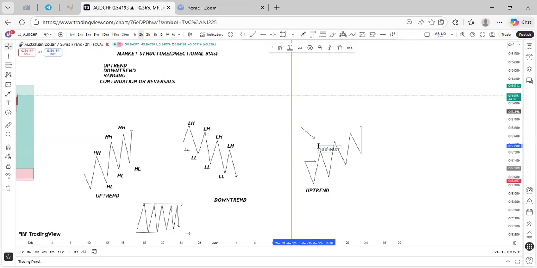BOS, right? So the BOS simply means what? The break of structure, right? Now, this break of structure indicates that the market is what? Continuing that trend, right? So now we have another BOS above here, simply a break of market structure above here. This also means that the market is continuing the trend to the upside.